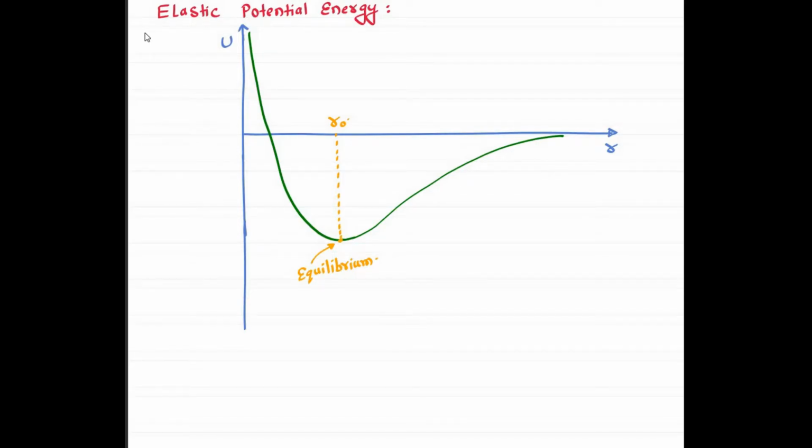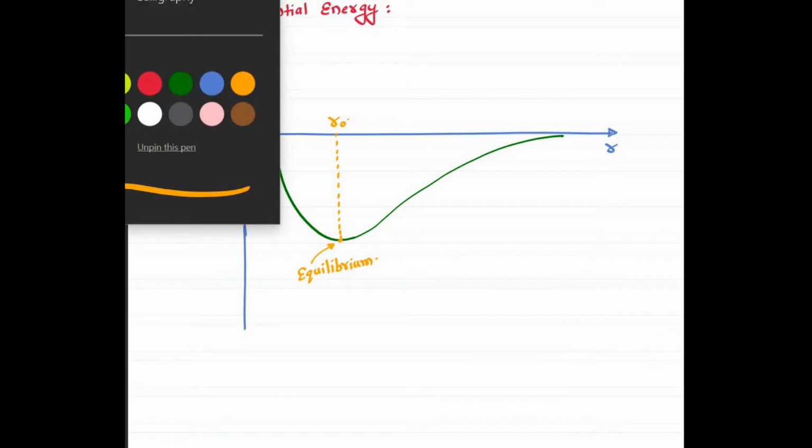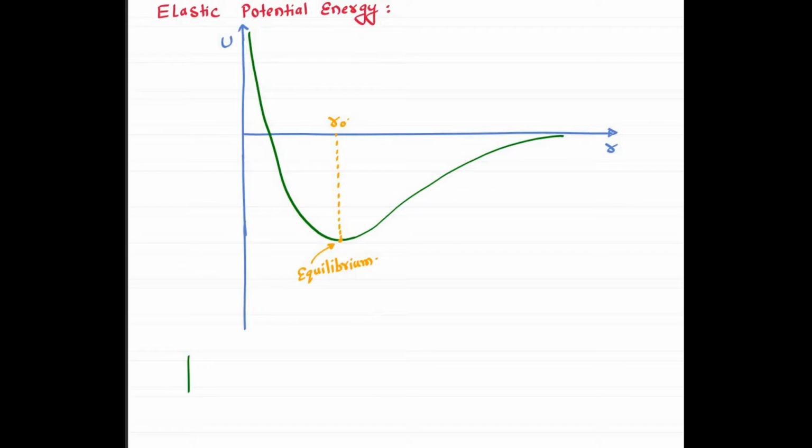Hello everyone. In this video we will discuss elastic potential energy. Suppose we have a horizontal table, and on that you have a rod fixed at one end, mass m, length L, cross sectional area A, Young's modulus Y.